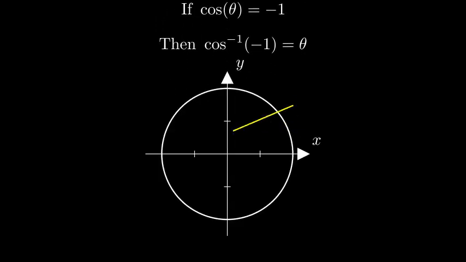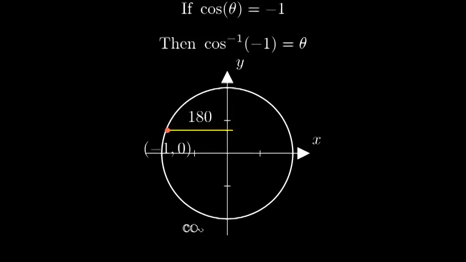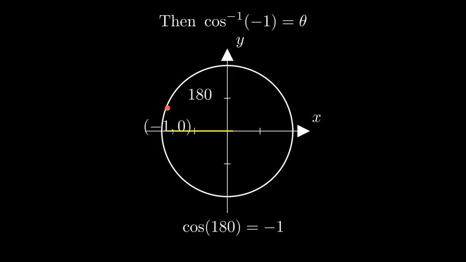The unit circle has a radius of 1 and is centered at the origin. For any angle theta, the cosine value is the x-coordinate of the point where the angle's terminal side intersects the unit circle. When the terminal side of an angle points left, making a 180-degree angle with the positive x-axis, the x-coordinate is -1. Therefore, cosine of 180 degrees equals -1.